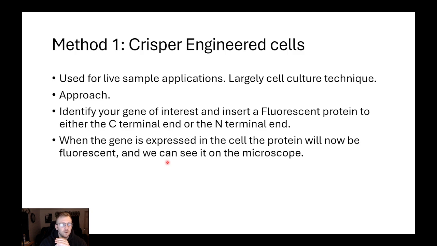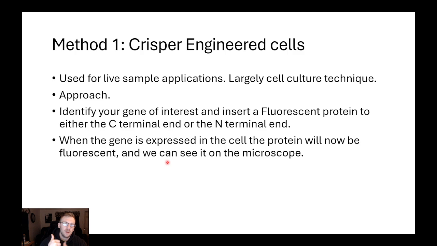The general broad-strokes approach: identify your gene of interest, and then you insert your fluorescent protein at either the C-terminal end or the N-terminal end of the protein of interest, depending on what part of the protein is functional in your system or not.